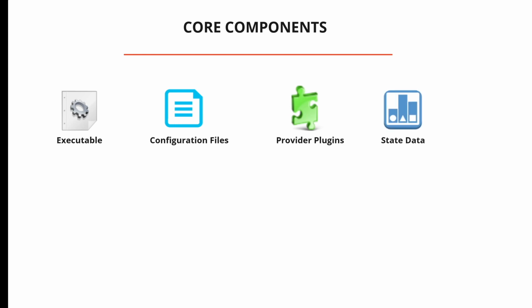And the other important component is its state data. That means once the resources have been created, Terraform keeps track of what is going on. It maintains the state of the infrastructure in a state file. So it's basically a mapping of what you have defined in your configuration versus what exists in your target environment.